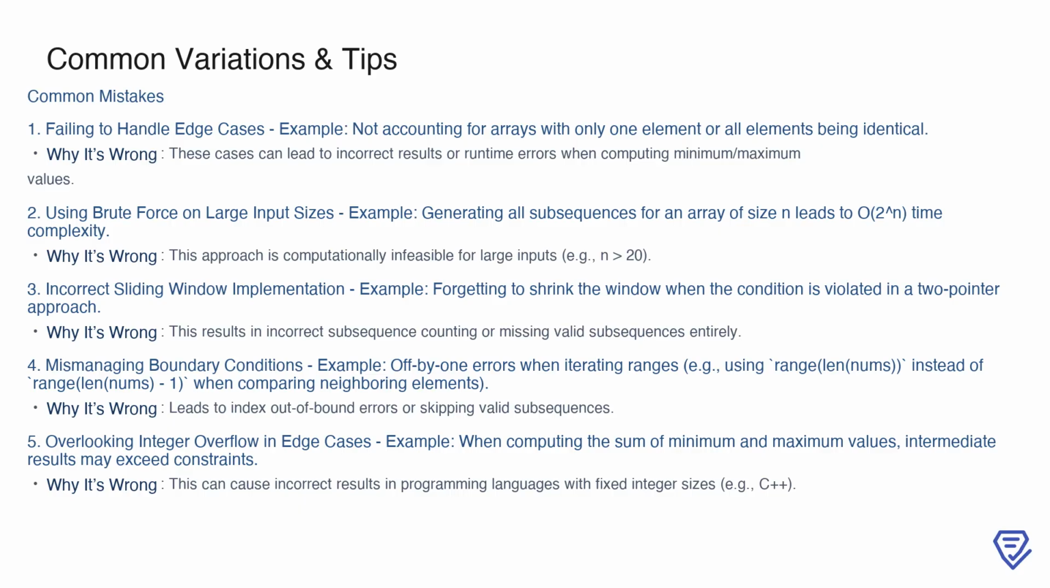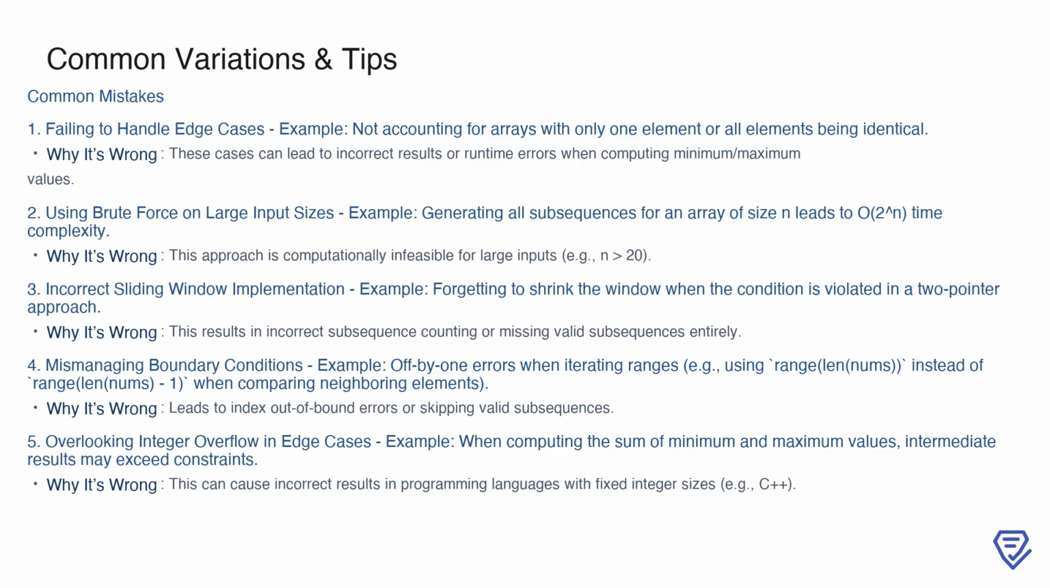Another frequent error occurs in sliding window implementations, where developers might forget to shrink the window when the condition is no longer satisfied. This oversight can lead to either overcounting invalid subsequences or missing valid ones altogether. Mismanaging boundary conditions is also a common source of bugs. For instance, off-by-one errors when iterating through a range can cause out-of-bound errors or result in skipping valid subsequences.